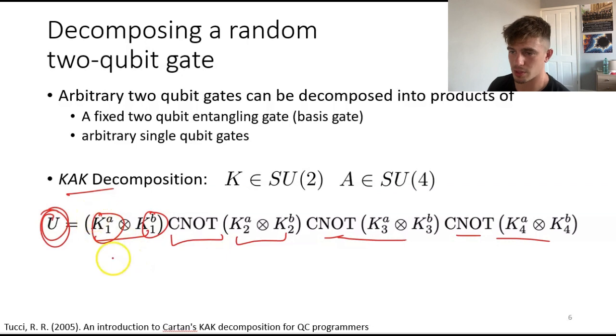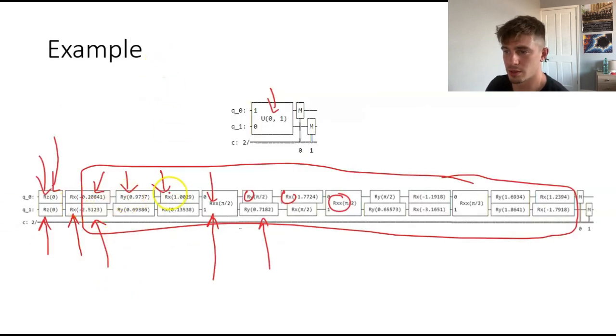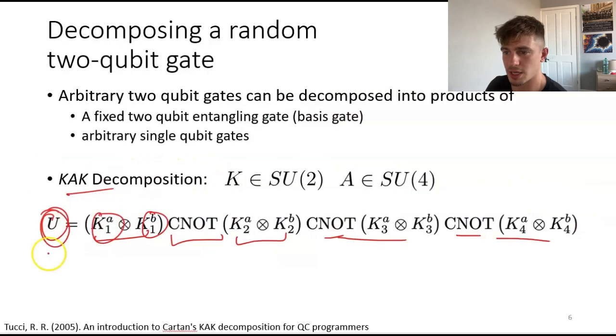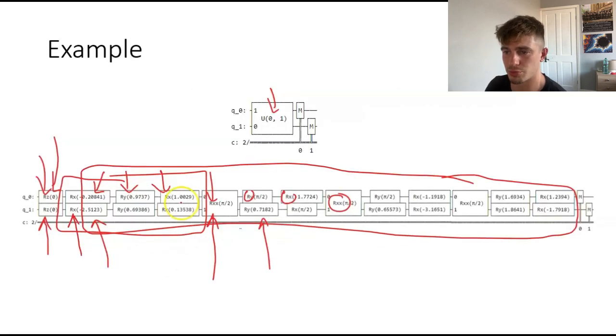However, as we said, we don't have access to these arbitrary single qubit gates. I only have X's and Y's, which is why if I look back at this slide here, you'll notice that this whole thing here is the same as this thing here. So this K1A gets broken down into these three single qubit gates.